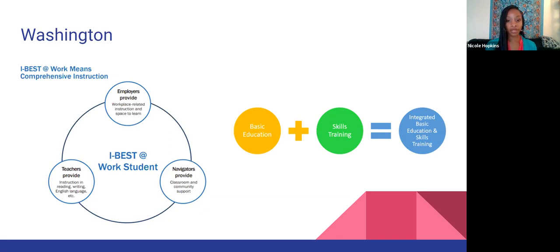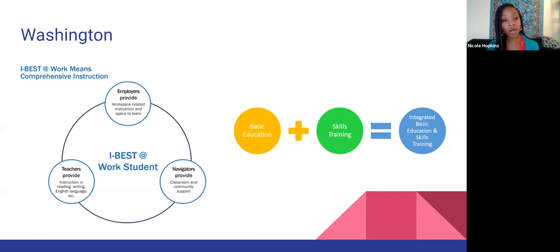And so over on the right, you will see the colorful little circles over there. These are the different components that we can bind. So IBEST is an acronym. We love acronyms in post-secondary education. So you've got basic education plus skills training, and you get integrated basic education and skills training. Voila, you've got IBEST. Over on the left, you're going to see IBEST at Work.